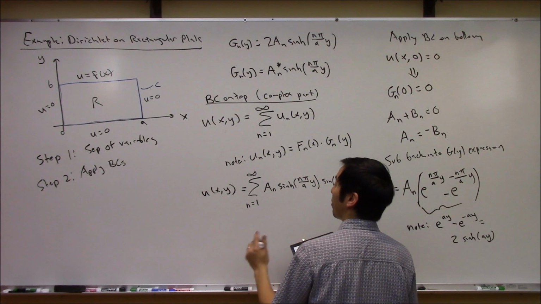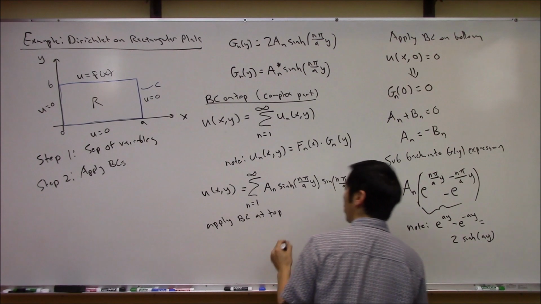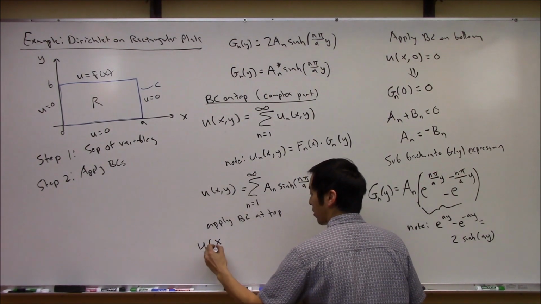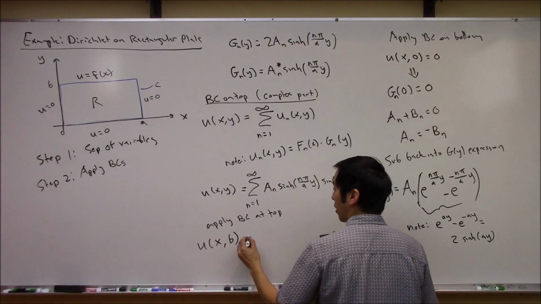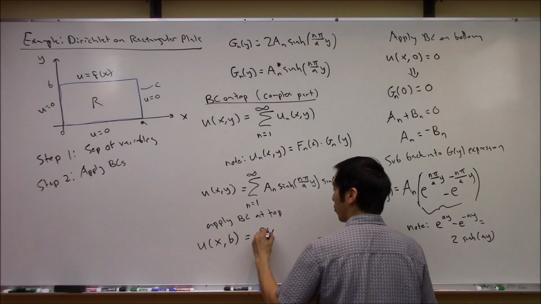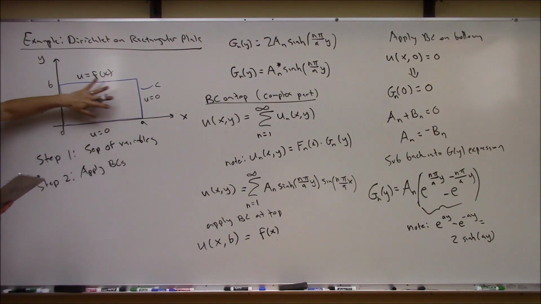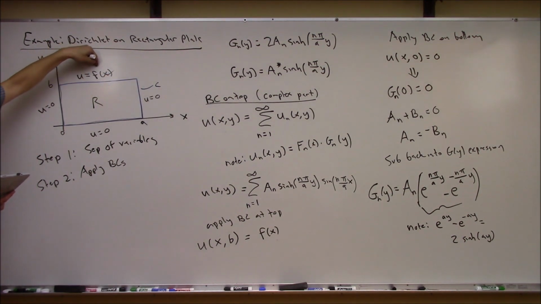Now, let's apply the boundary condition at the top. In other words, my candidate solution at any x, but at y equal to b, better equal this distribution f of x. That's what we're saying over here. Whatever I come up with as the steady state distribution of heat over this entire plate, along the line y equal to b, had better equal this function that is specified as the temperature distribution along the top.